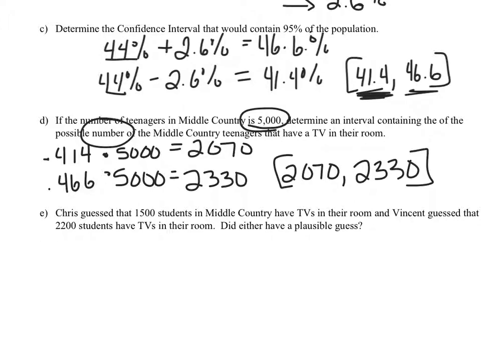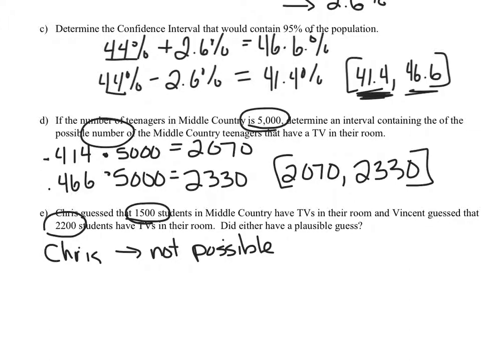Chris guessed that 1,500 students have a TV in their room, and Vincent guessed that 2,200 have a TV in their room. Did either of them have a plausible guess? Is either one of those possible? Chris is not possible, unless there are some unforeseen circumstances, because his guess is not in the interval.